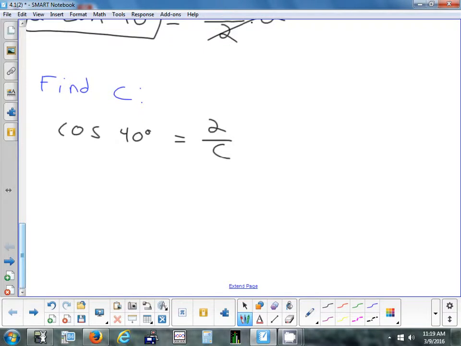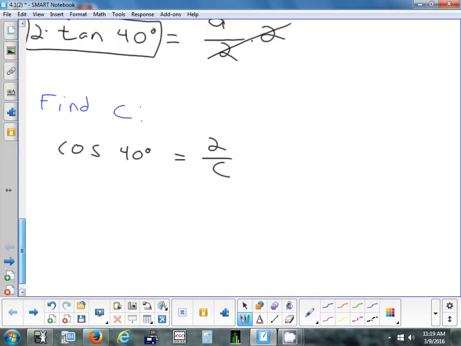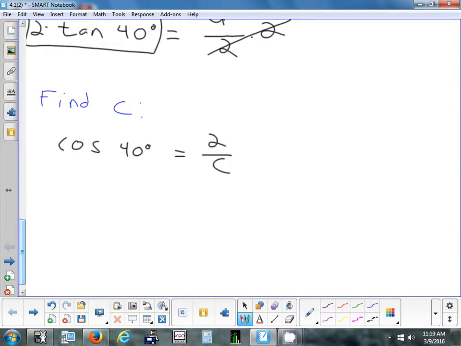Right, and this one, it's similar to the last one, except now you have a letter in the bottom. Before you had a letter in the top. Well, first thing we want to do here is at least get rid of this fraction. So how could I move the c to the other side? Okay, multiply by c. Okay. So we have a divided by c. We're going to undo it by multiplying by c. Okay, so now I get c cosine 40 equals 2.